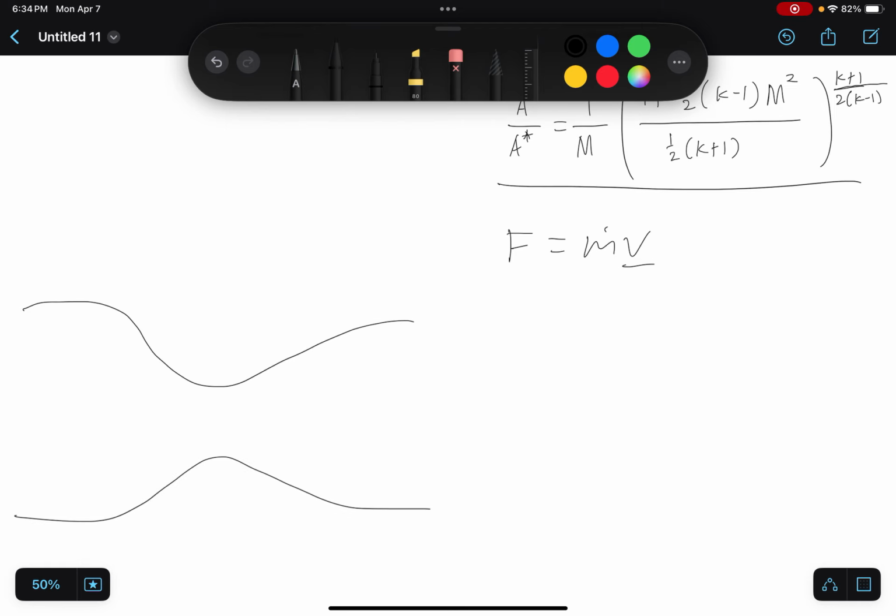What happens if you overexpand it? Let's start with the underexpand. What happens if you underexpand it too much, where P is way higher than P ambient? It'll spike up and just go out like that, right? And that sucks because instantly you're losing a lot of the velocity upwards. You're just losing all of that velocity, and that sucks.